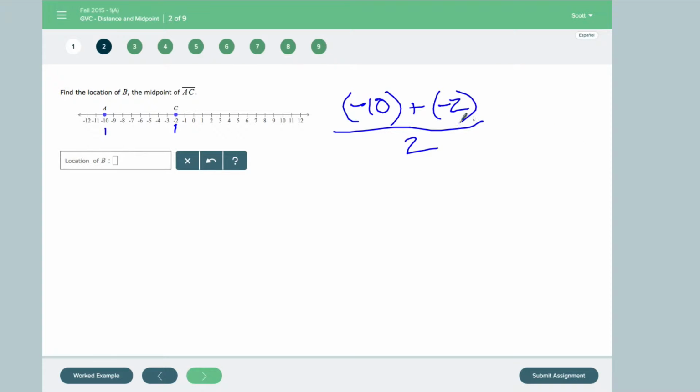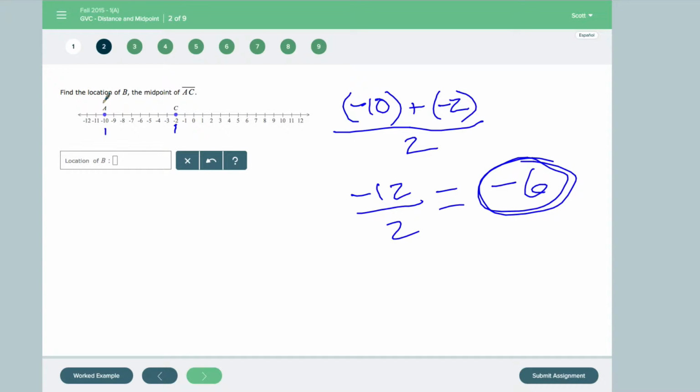So we have negative 10 plus negative 2, and that would be negative 12 divided by 2, and that is negative 6. So that's the midpoint right there. Negative 6 is the exact middle of that line segment. So I'm going to put negative 6.